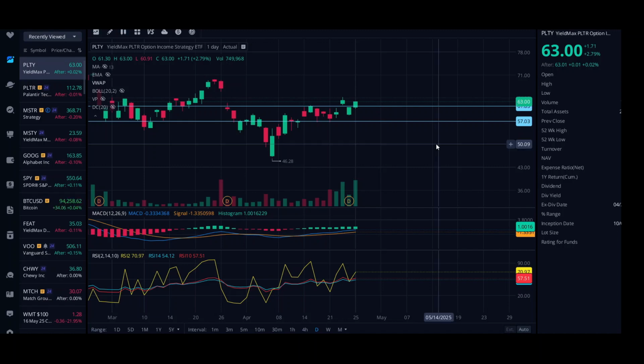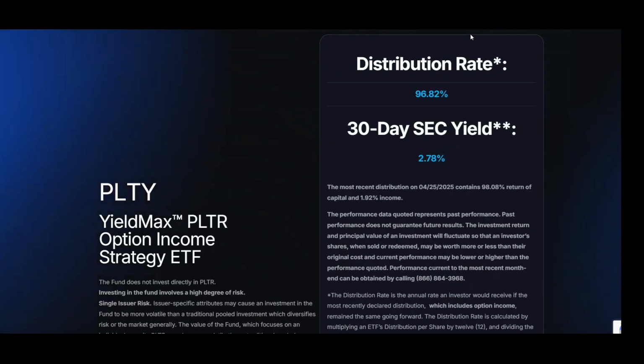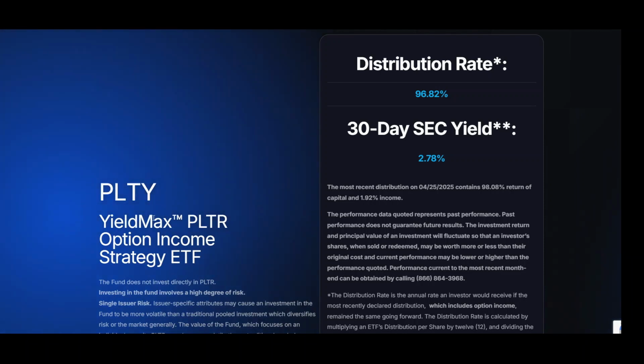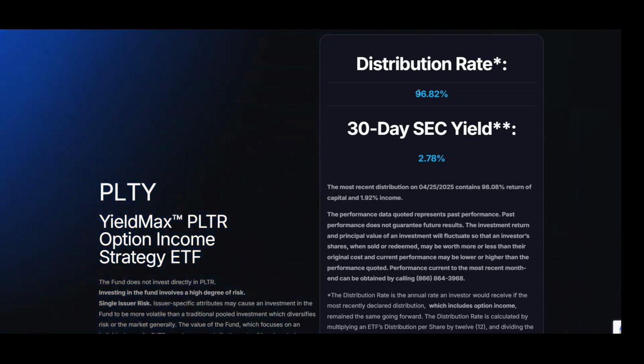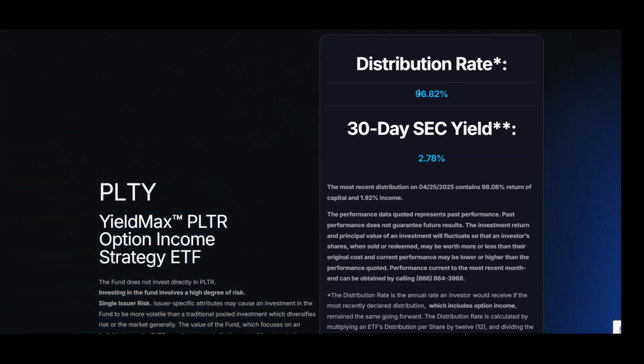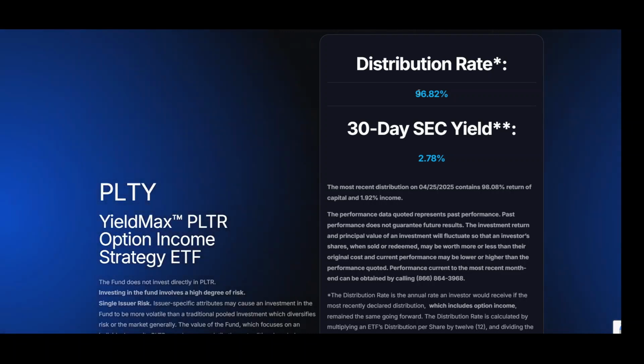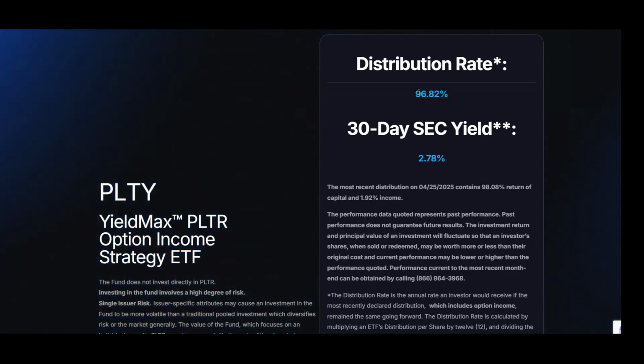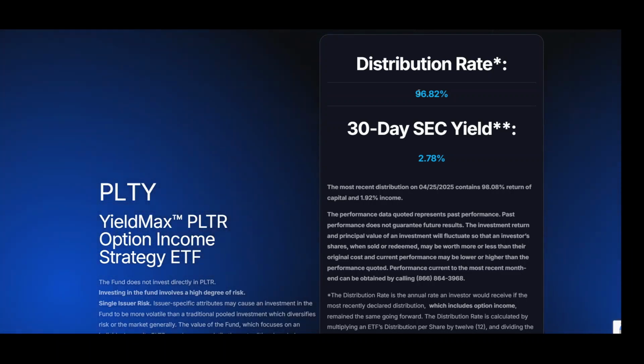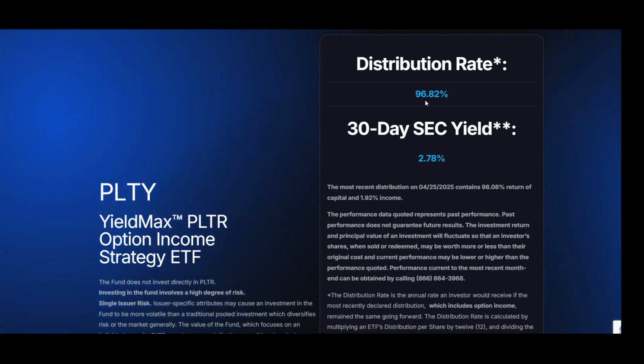So before we start looking at my average on PLTY, let's see how the distribution rate on the website is actually calculated. And this is the distribution rate that I'm talking about. And for PLTY, it says 96.82%. So some of the questions have been, how is that actually calculated? What do they use to calculate that 96.82% for the distribution rate? So let's just quickly do a little calculation and we'll see where that's actually coming from.